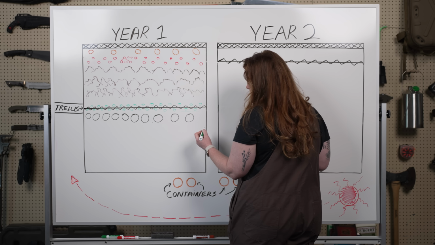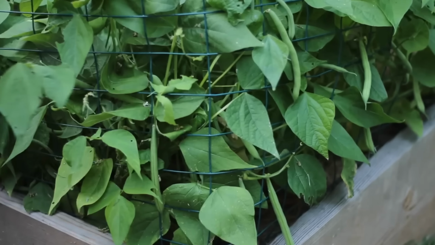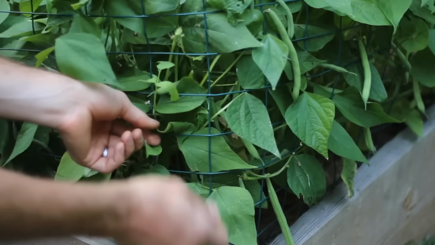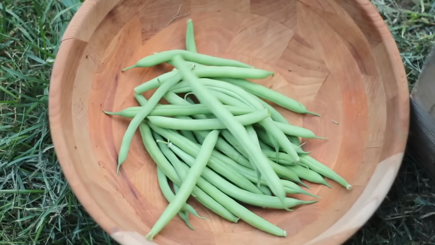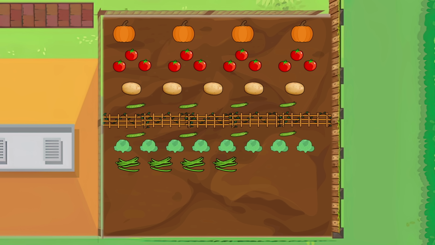So the next one is beans. These are bush beans. If you guys aren't familiar with bush beans, they're the plant that keeps on giving. If you plant them properly, you should have an endless harvest so long as you're constantly picking. So we're just gonna put bush beans here.